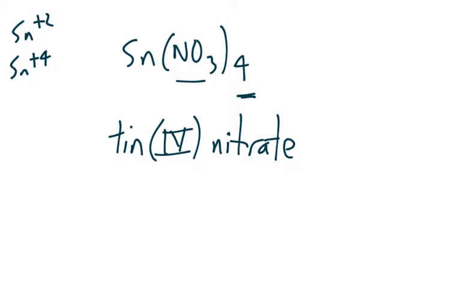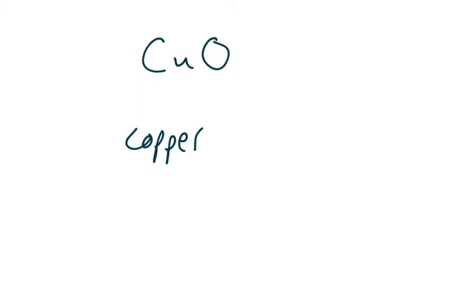Okay? Now, I'm going to give you one a little bit more challenging. Look at this one. We know that's copper. Now, copper is a transition metal. It does require a Roman numeral. Earlier, I told you that copper is +1 or +2. The question is, which one is it?